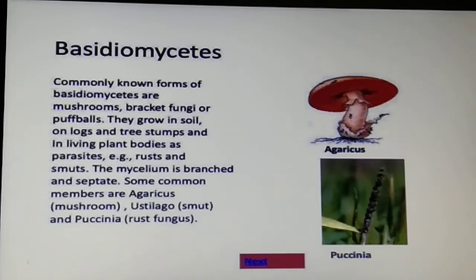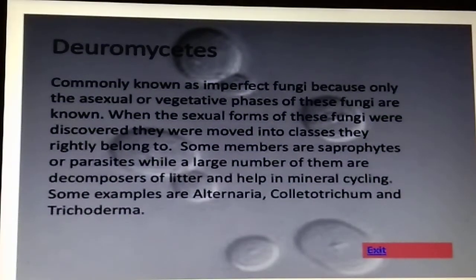Next we have Deuteromycetes, commonly known as imperfect fungi because only the asexual or vegetative phase of these fungi is known. When the sexual forms of these fungi were discovered, they were moved into classes they rightly belong to. It is also possible that the asexual and vegetative stage have been given one name and the sexual stage another. Now students, once the perfect sexual stage of members of Deuteromycetes was discovered, they were often moved to Ascomycetes and Basidiomycetes.